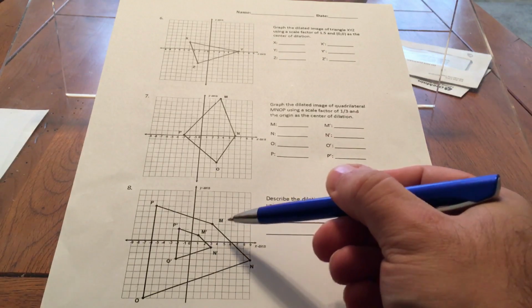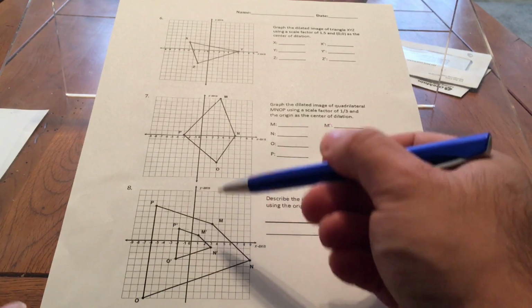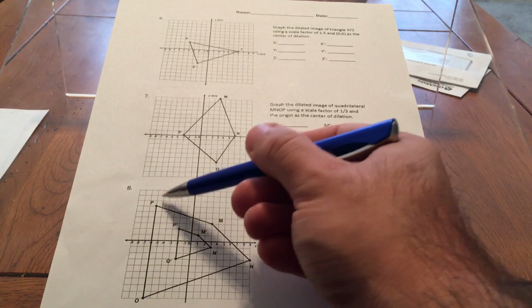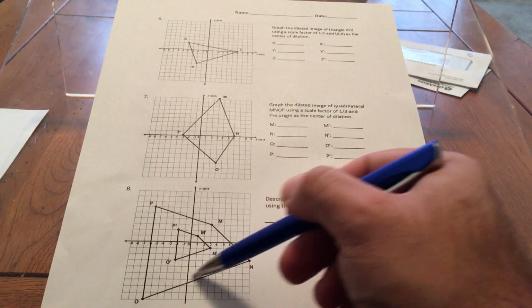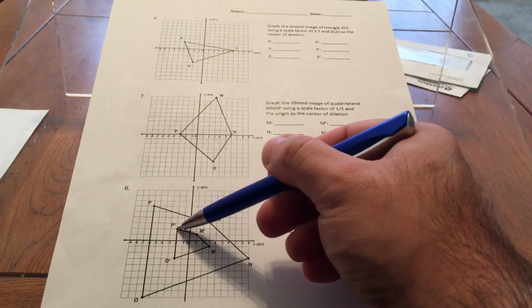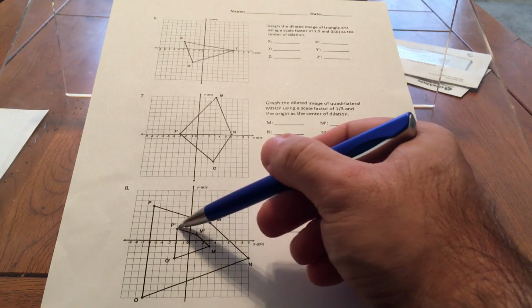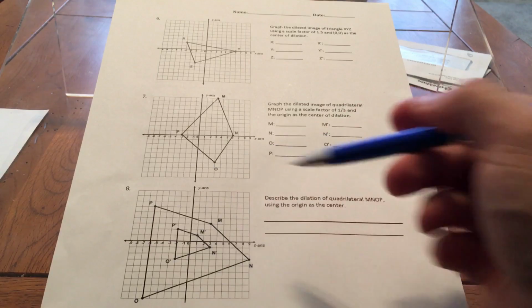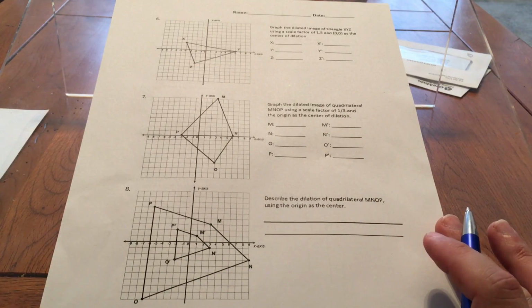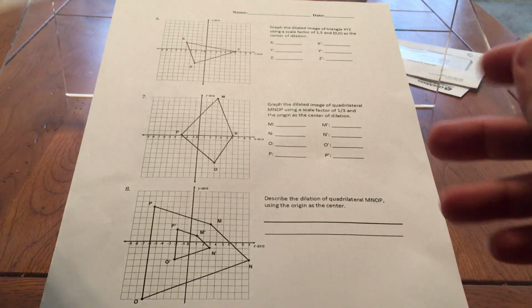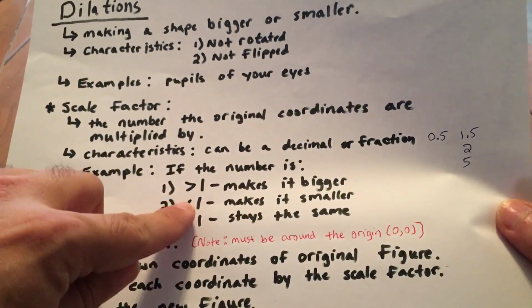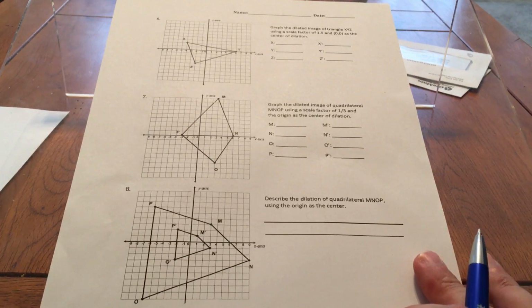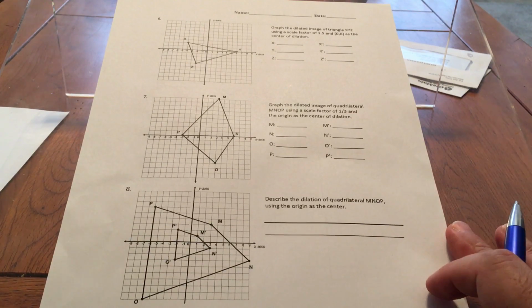They've given us the original image. Notice the original image is the ones without the little prime mark above them. So the original image is actually this big quadrilateral here, and then the dilated image here is much smaller. Okay, so what they've done is shrunk it. And if you remember our little rules over here for scale factors, to make it smaller, the scale factor has to be less than 1. So we can actually predict that our scale factor is going to be less than 1 here.